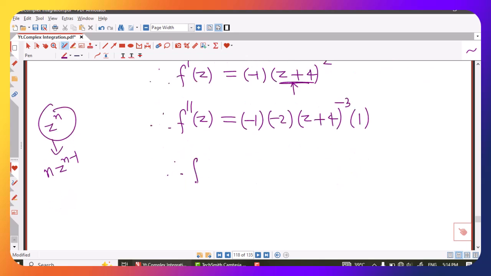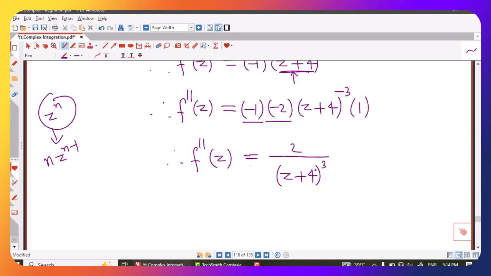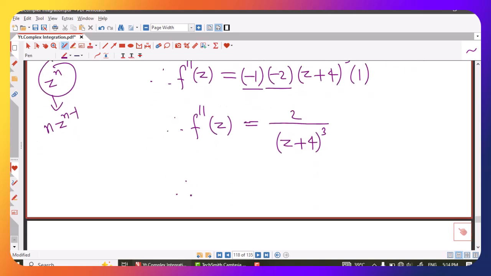So finally this becomes f double dash z, second derivative, equal to minus 1 into minus 2, 2, and this I can rewrite as 2 divided by z plus 4 to the power 3, and I will require this derivative at z equal to 0. So let me calculate at z equal to 0 from this.